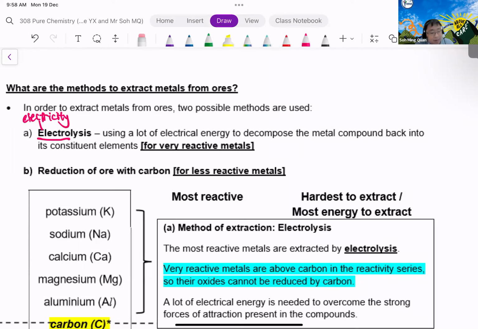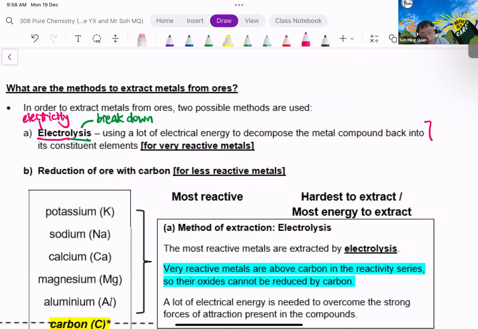Now, what does lysis mean? Lysis means to break down. So we are using electricity to break down the metal compound. We are using electricity to decompose the metal compound back into its elements. All right. Now, this is a very energy intensive process. It requires loads of electrical energy to be supplied over a long period of time. So this is always an expensive method.